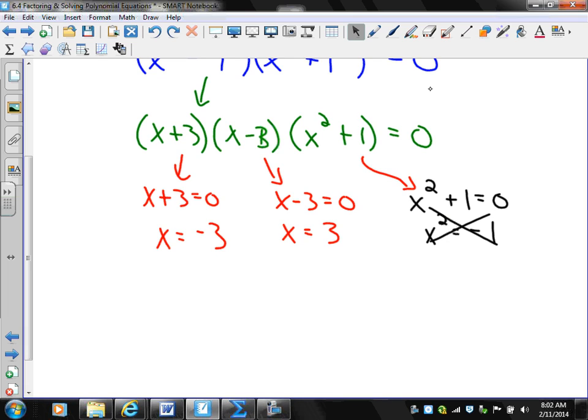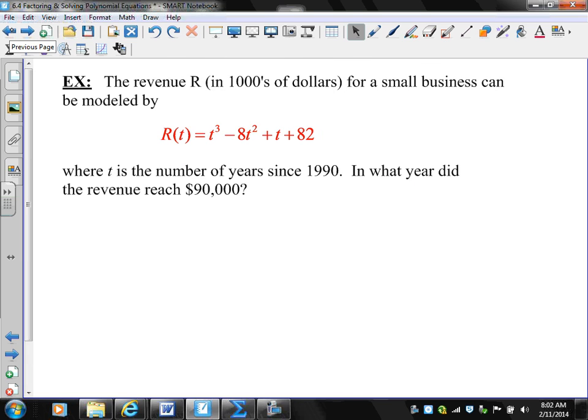Okay, one more type of problem. We're going to look at an application problem. So the revenue R in thousands of dollars for small business can be modeled by this function here, R of t, where t is the number of years since 1990. So the question is, in what year did the revenue reach 90,000?